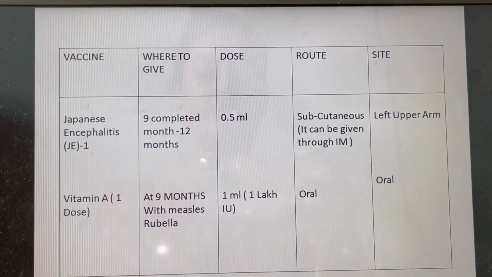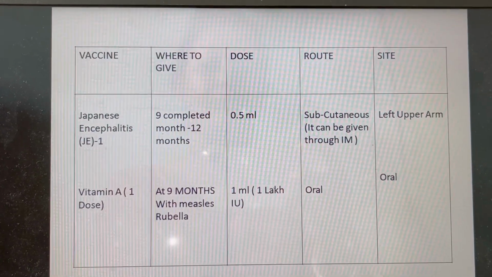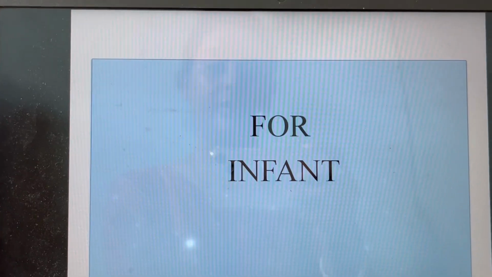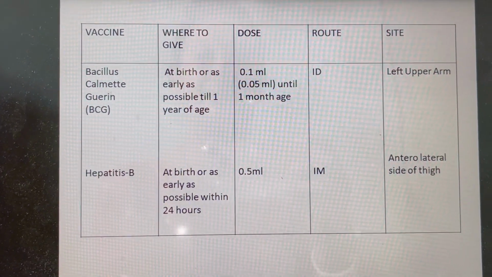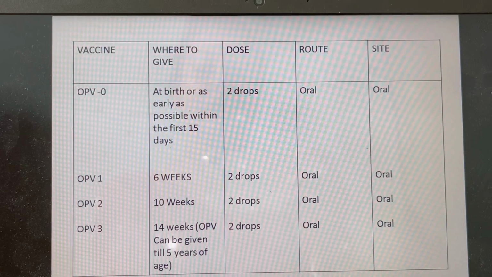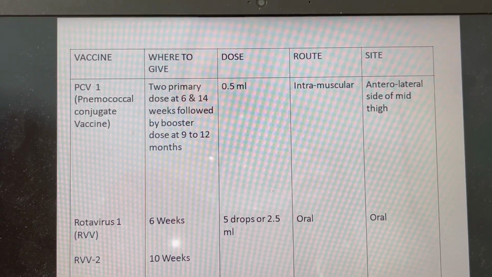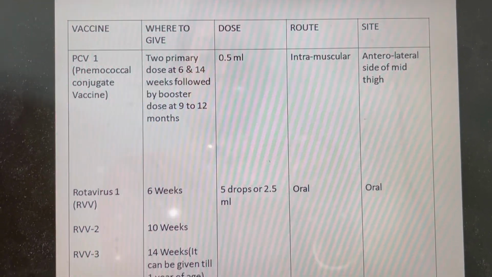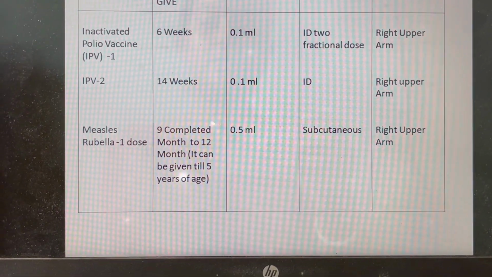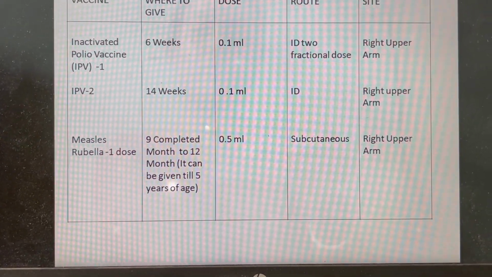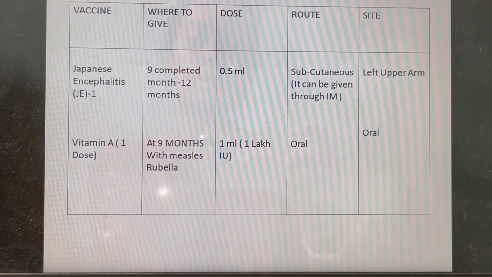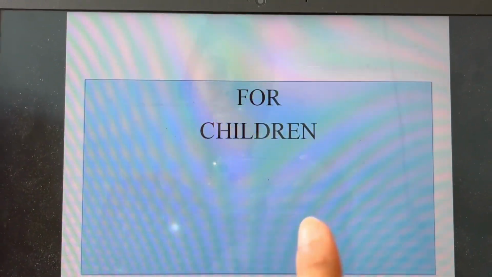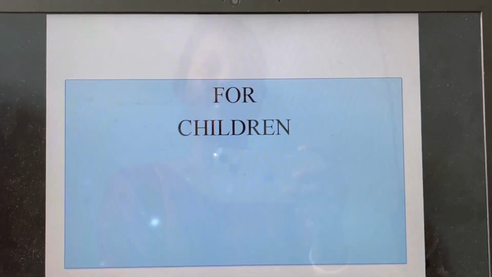So I hope you have understood this part 2 session. That means first was for pregnant women, second is for infants. So under infant we have BCG vaccine, hepatitis B vaccine, OPV 0, 1, 2, 3, Penta 1, 2, 3, PCV 1, first dose only. Then Rota vaccine, first dose, second dose, third dose. Then inactivated polio vaccine, first dose, second dose, measles rubella first dose, Japanese encephalitis first dose, and vitamin A first dose. So next we are going to discuss in the next class for children, and then we are going to end with this immunization schedule.